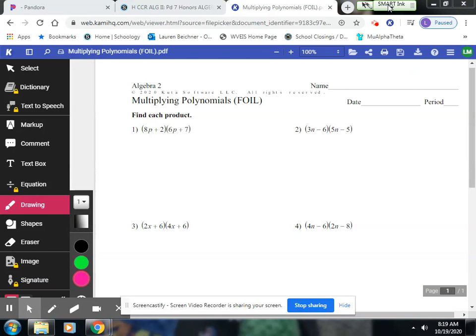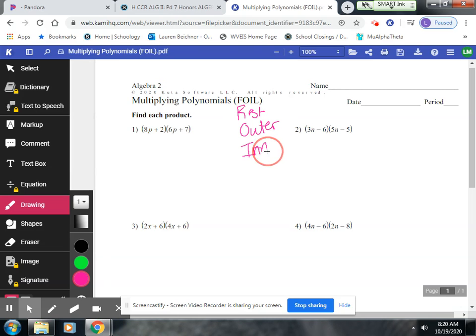What I'm going to do is go over FOIL, multiplying polynomials. FOIL, again, is just a special term for whenever you are multiplying two terms by two terms. FOIL stands for first, outer, inner, and last.